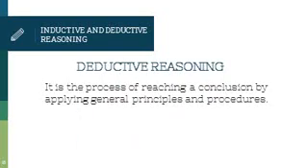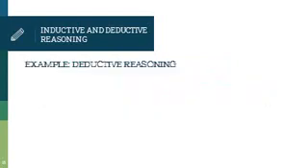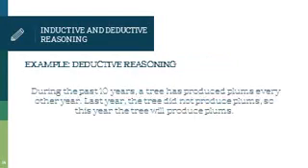Okay, when we say deductive reasoning, it is the process of reaching a conclusion by applying general principles and procedures. So you may now differentiate the two reasonings, the inductive and deductive reasoning, based on their definition and examples. Here is an additional example for deductive reasoning aside from the statement kanina. Okay, so gamitin na rin natin yung first statement kanina.